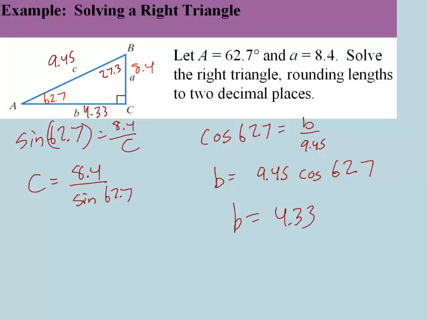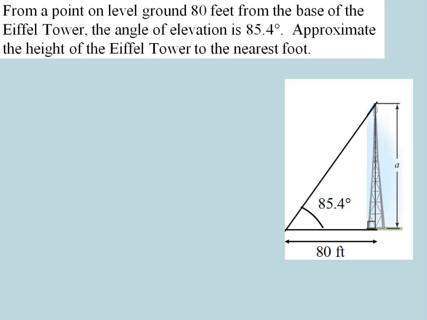So just using trig functions, and you could have done that in a few different ways. Here's another example. From a point on level ground, 80 feet from the base of the Eiffel Tower, the angle of elevation is 85.4 degrees. Approximate the height of the Eiffel Tower to the nearest foot. So this is 80 feet away. We want to find a, the height of the Eiffel Tower, and we know this angle right here.